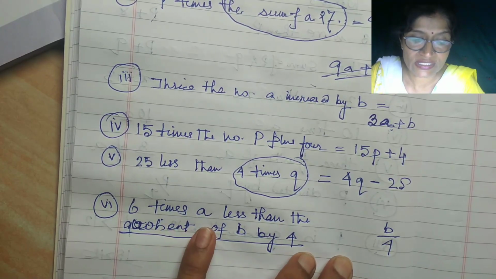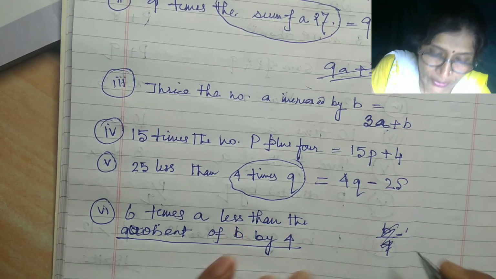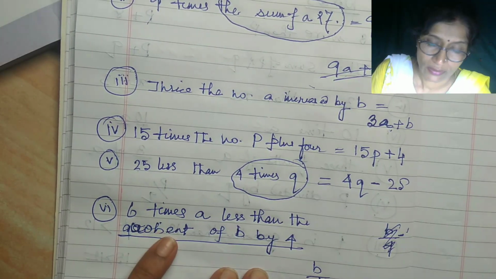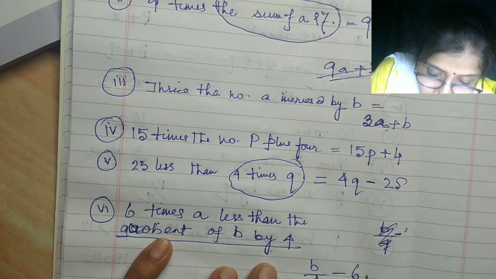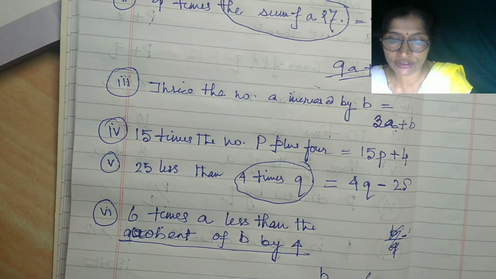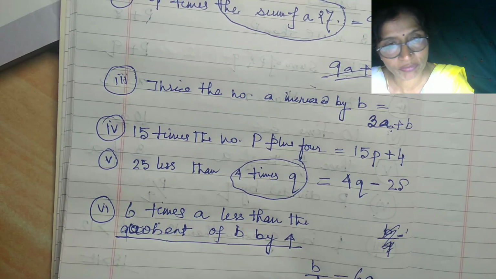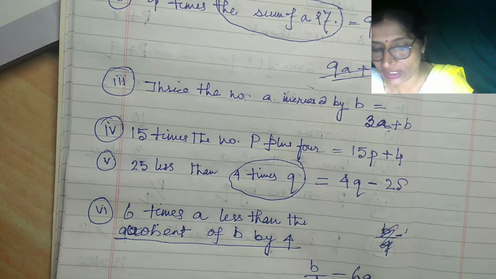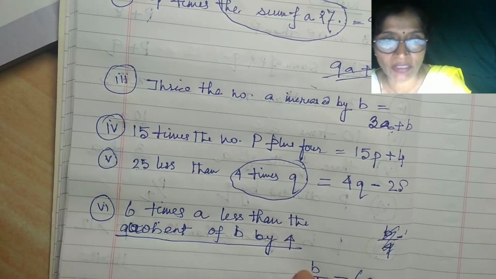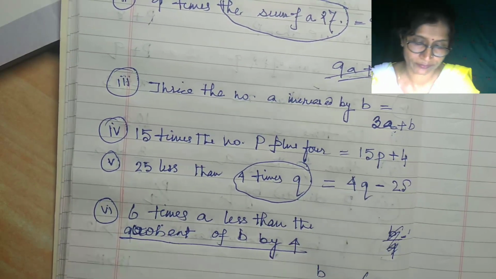And I want 6 times A less than the quotient of B by 4. Less means minus. 6 times of A means 6A. So 6 times of A less than means minus what? Quotient of B by 4. So B divided by 4 will give me the quotient. B divided by 4 is the quotient.